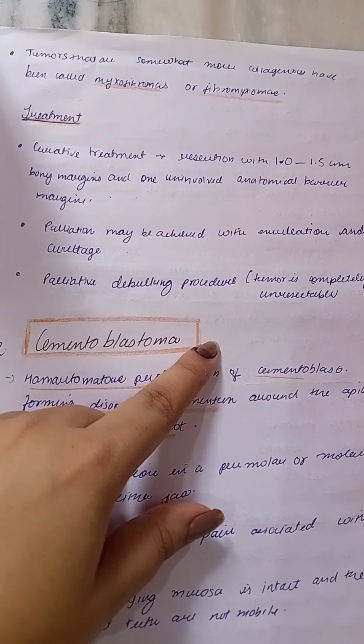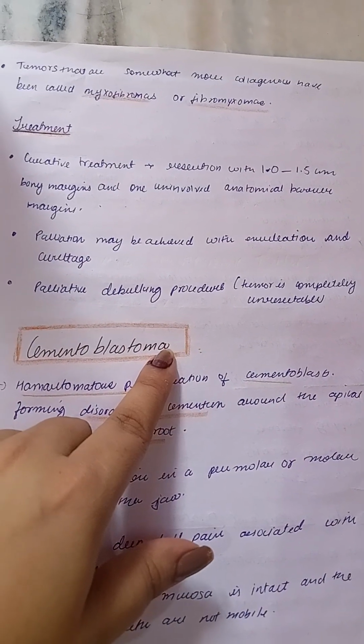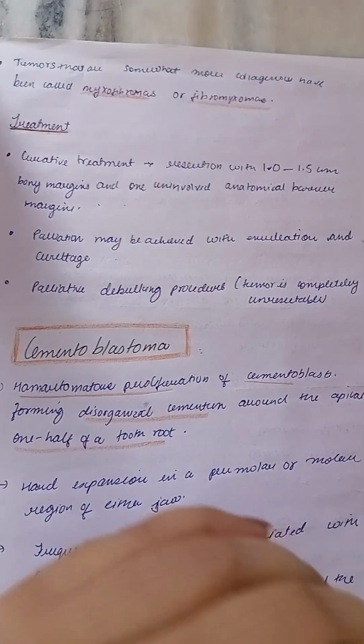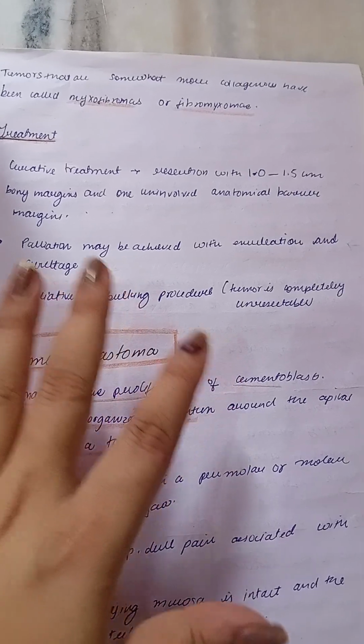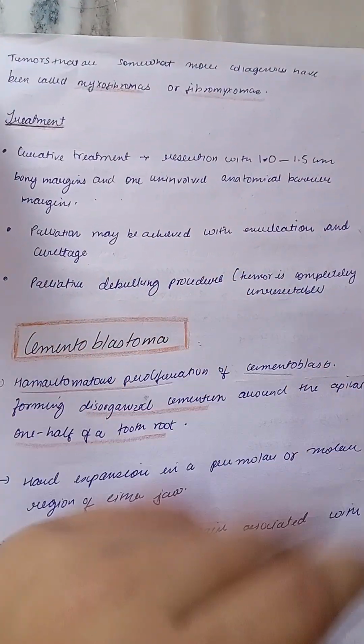Palliative debulking procedure is also done when the tumor is completely unresectable. When we are not able to resect the tumor in any way, or surgically, then we'll go for a palliative debulking procedure.